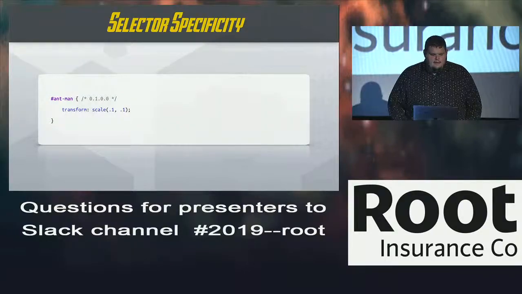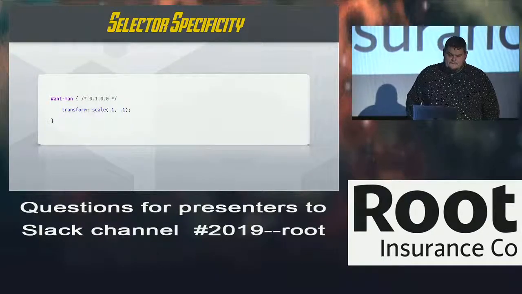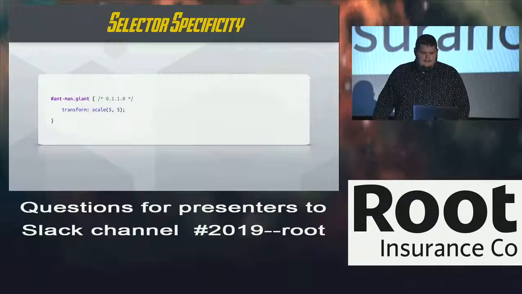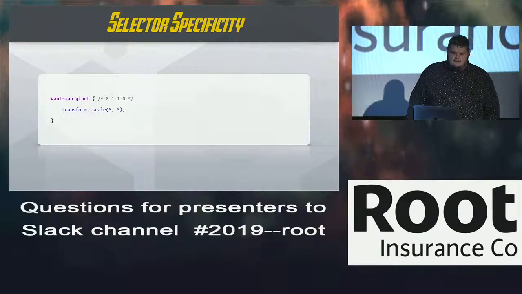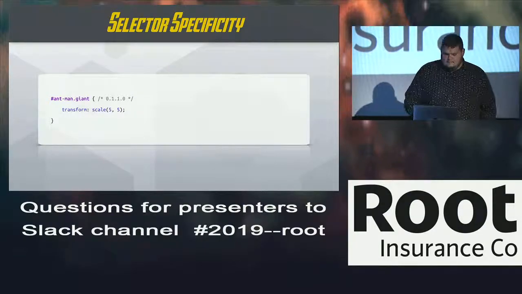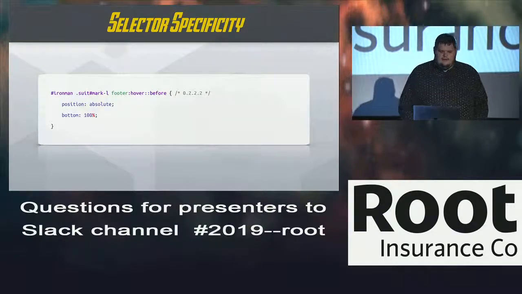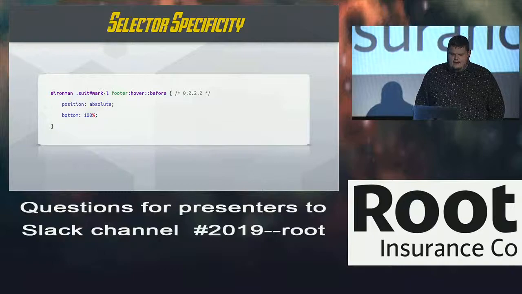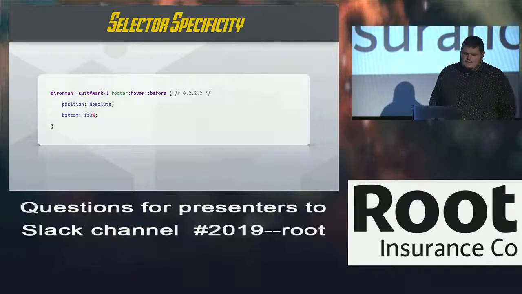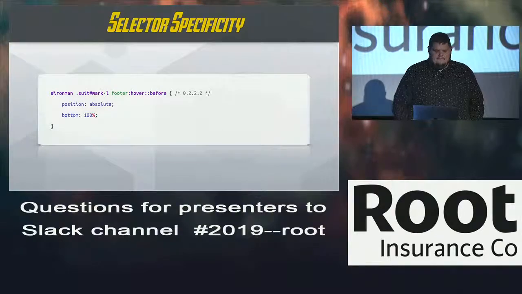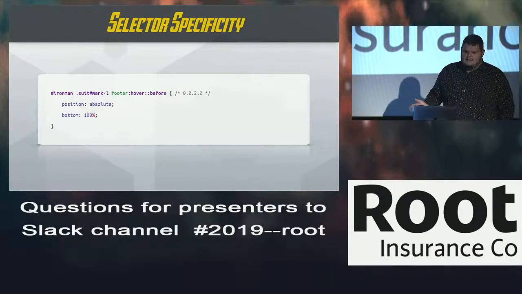Ant-Man. That ID gives it a specificity of 0.1.0.0. And then Ant-Man in his giant variant has a specificity of 0.1.1.0. And then we have this. The before pseudo element inside of a hovered footer inside of the Mark L suit of Iron Man's has a specificity of 0.2.2.2. Now, obviously this is a very ugly and stupid selector.